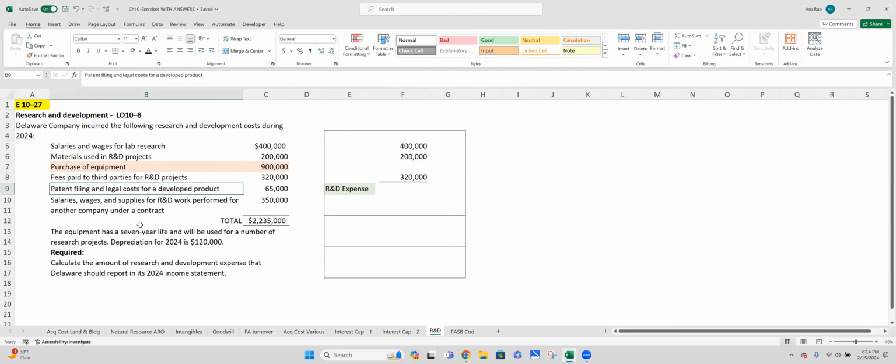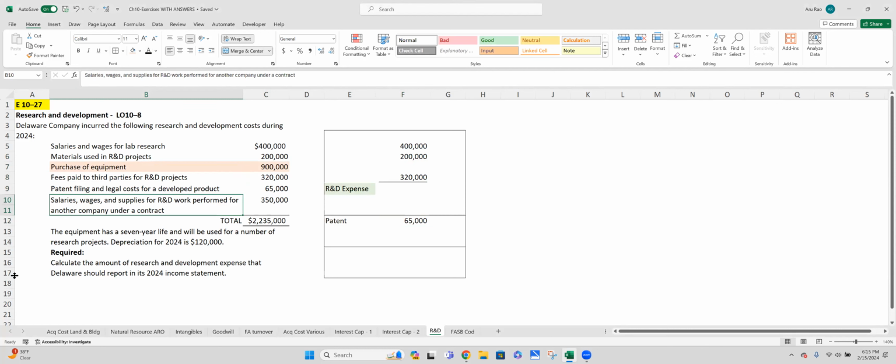Patent filing and legal costs for a developed project. I'm done with the work. I now am filing a patent. This is not R&D anymore. The work has been done. So this is going to be a patent. The 65,000, this is a patent.